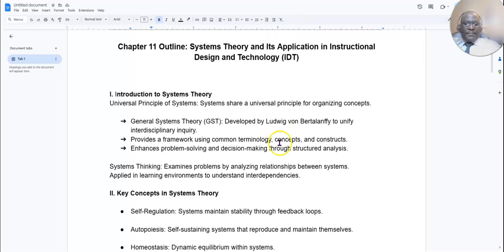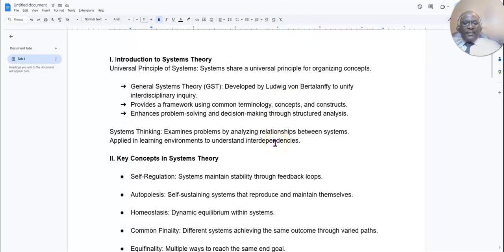And then we have systems thinking. Systems thinking examines problems by analyzing relationships between systems. Systems thinking, when applied in a learning environment, examines how relationships between systems influence outcomes.